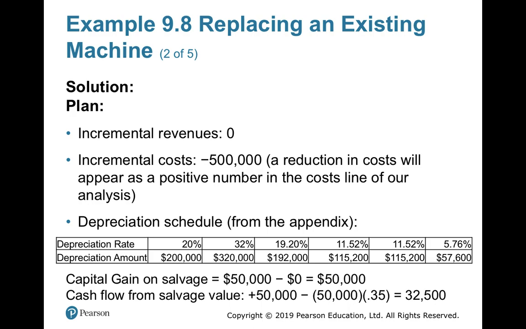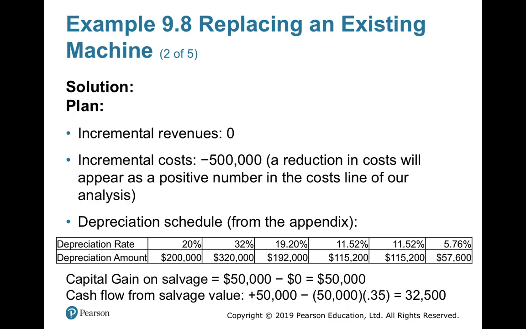Depreciation schedule will be for the 1 million. The new machine is 1 million. It will be charged on MACRS. MACRS 5 year is equal to 20, 32, 19.2, 11.52, 11.52 and 5.76. Therefore, depreciation amounts are given here.